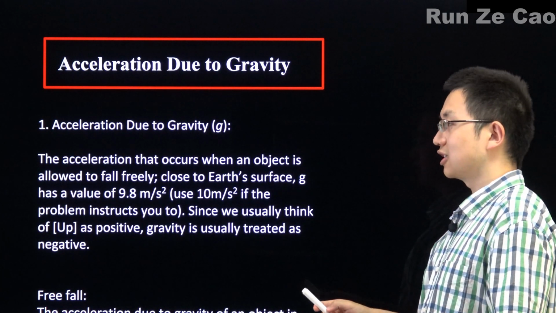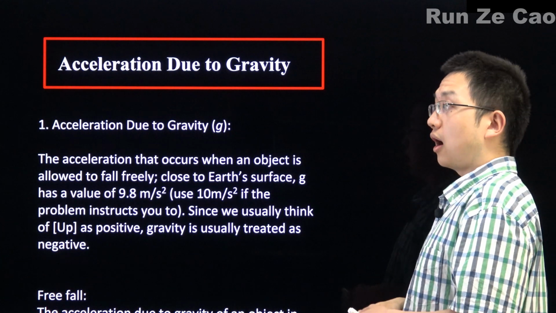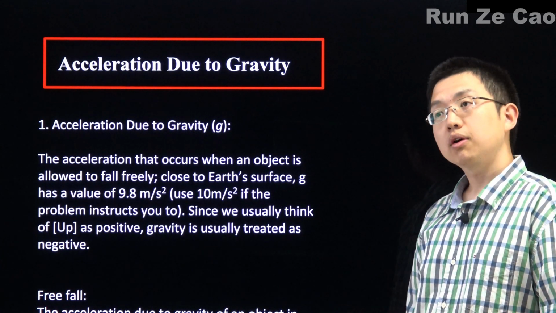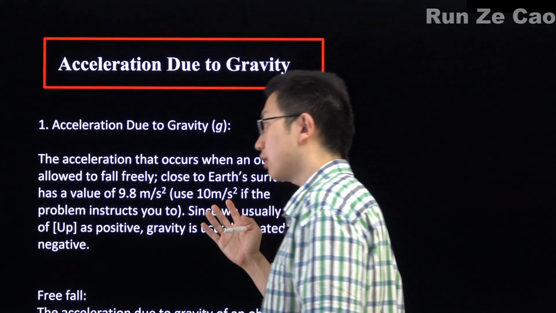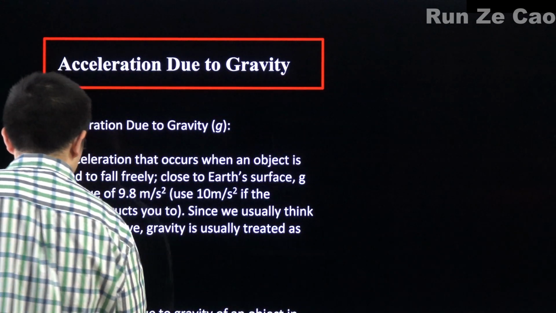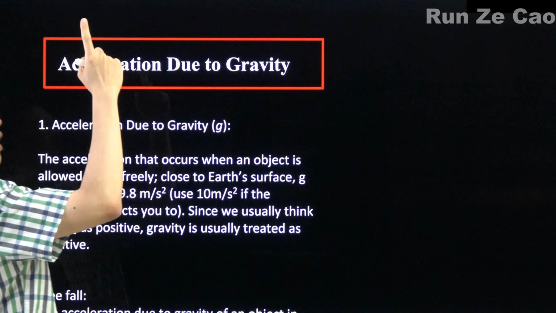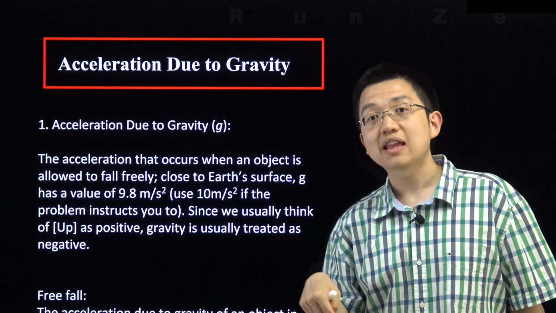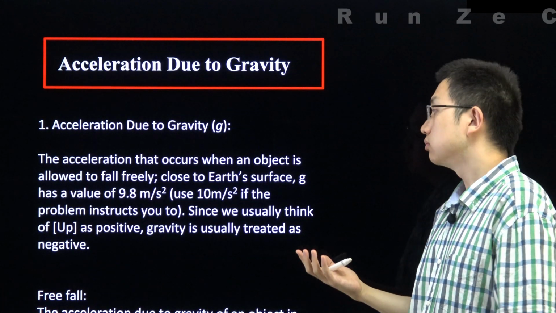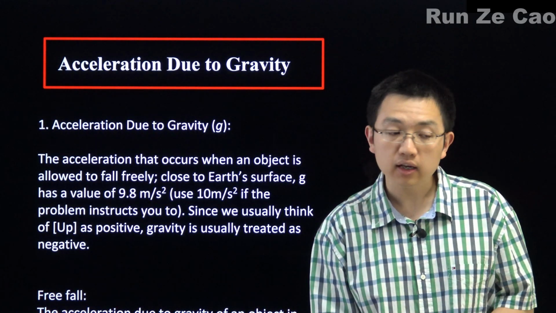Many questions, such as on the MCAT or on other multiple choice exams where you are supposed to approximate, will ask you to use 10 meters per second squared. We usually think of up as positive, and since gravity defines down, gravity is usually treated as negative.